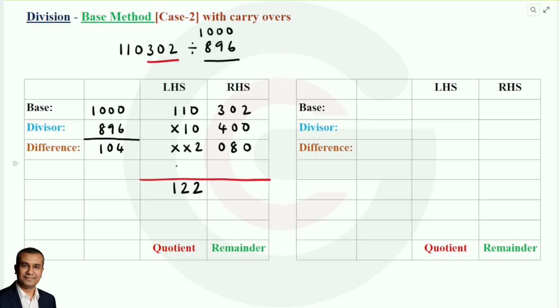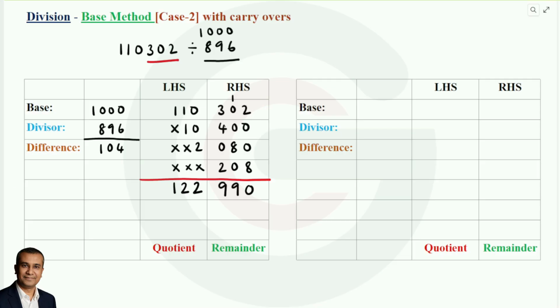Now put 3 cross marks here. 1, 2, 3. Now 2 into 104 is again 208. Now add these 4 numbers. So 8 plus 2 is 10, 0, 1 carry. 8 plus 1 is 9, 4, 5, 6, 7, 8, 9, 990.